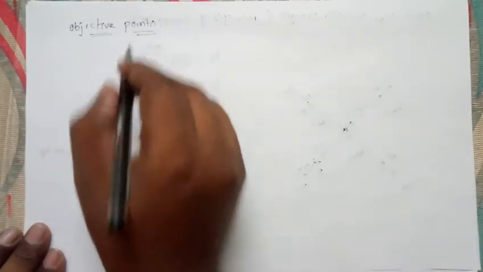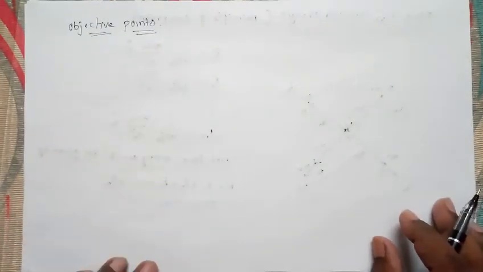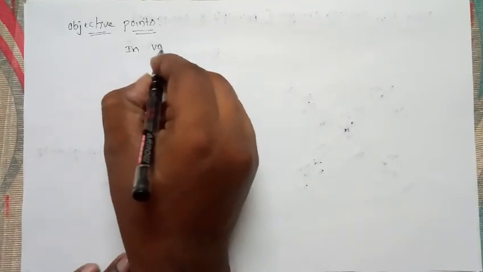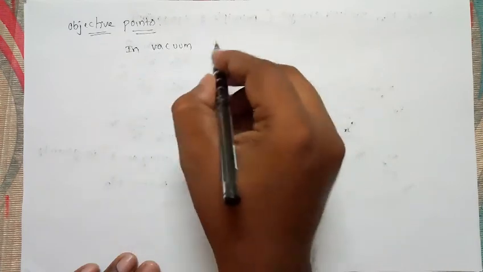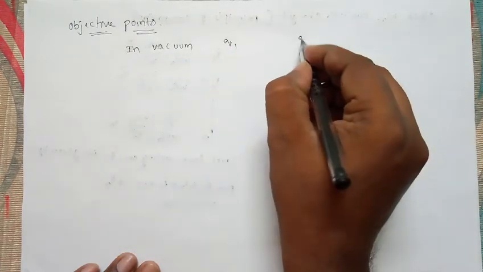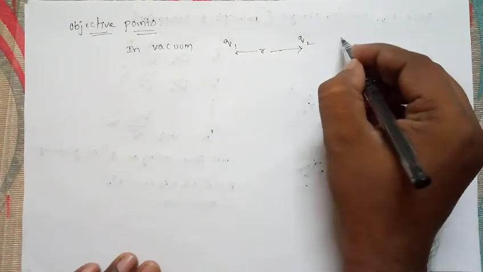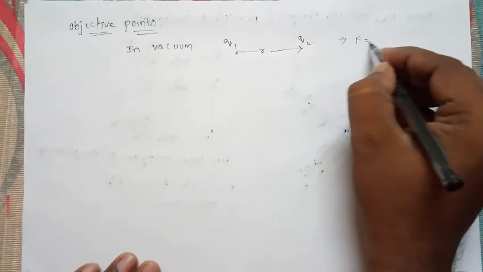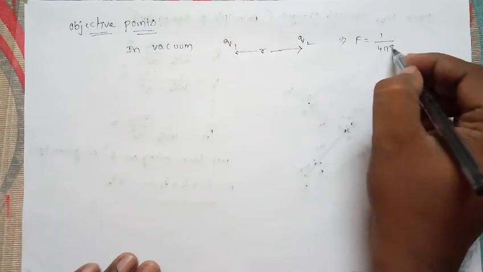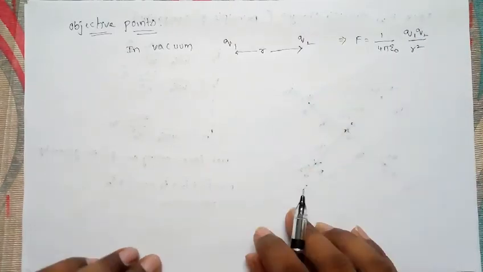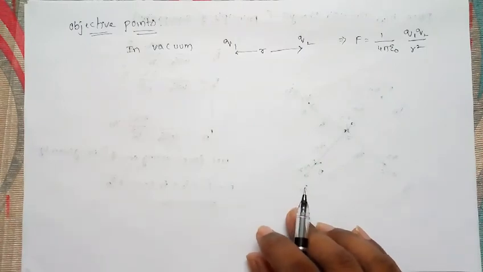Here we discuss clearly that in vacuum, if Q1 and Q2 charges are present and separated by distance r, the force between them is F equals 1 upon 4 pi epsilon naught Q1 Q2 by r square. So this is in vacuum.